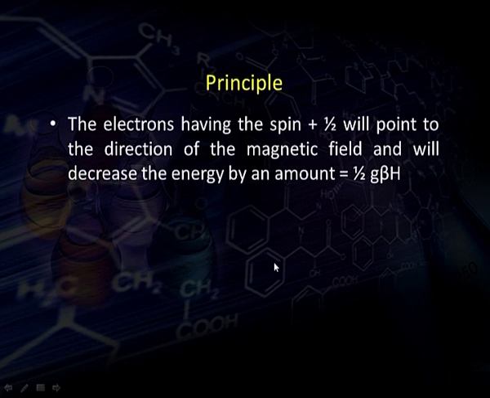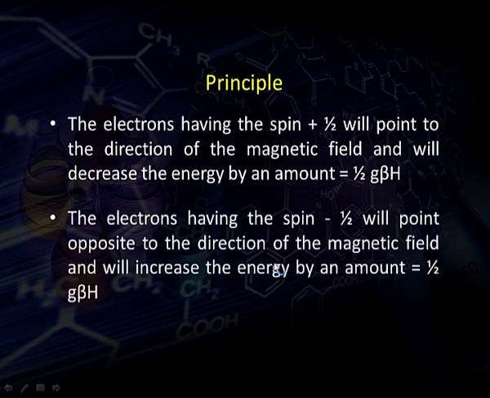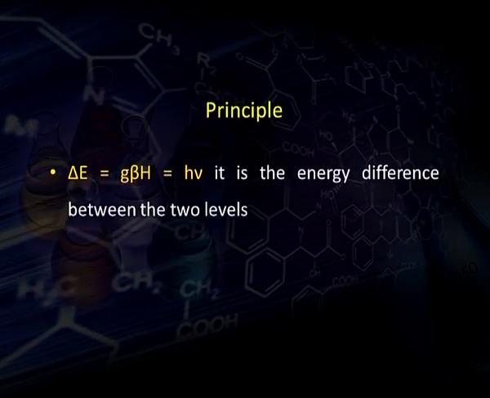The electrons which have the spin equal to plus half will point in the direction of the applied magnetic field, and they are going to decrease the energy by an amount of half g beta H. But the electrons which have the opposite spin, that is minus half, will point opposite to the direction of the magnetic field, and hence they are going to increase the energy by the same amount, that is half g beta H. So, the energy difference, that is delta E, is equal to g beta H, and this is also equal to h nu, where h is Planck's constant and nu is the frequency of the radiation.